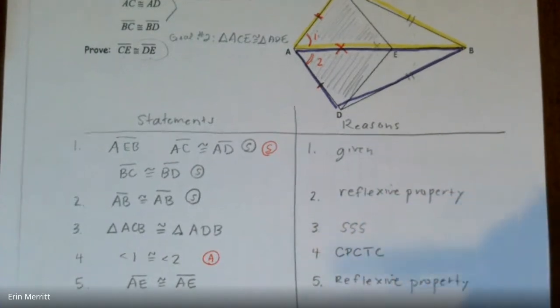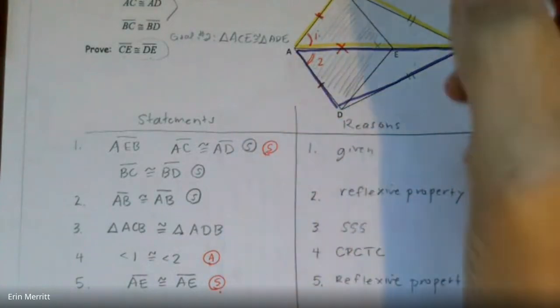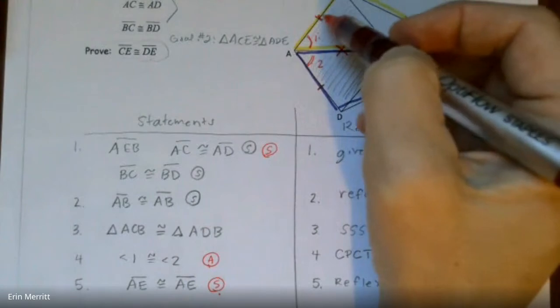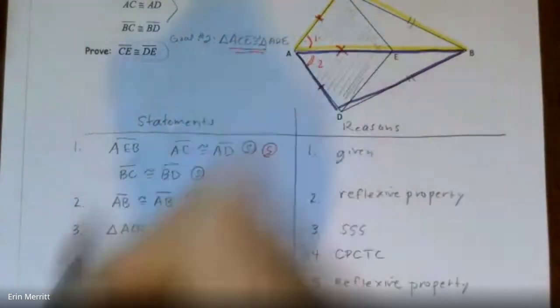And now that's going to give me a pair of sides between the two triangles. All right. We've got side, angle, side. I don't know if we have it in that order, so let's take a look. Yeah, we do. Side, angle, side right here. That gets me goal number 2.